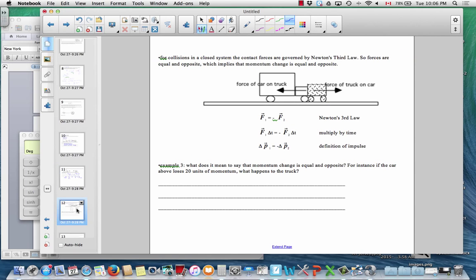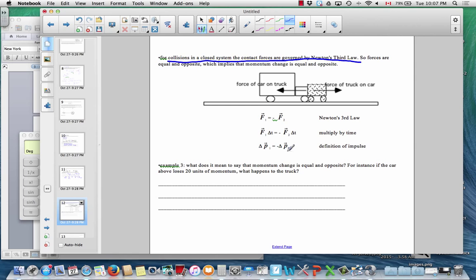So what does this have to do with momentum then? So we know that for collisions in a closed system, one that's cut off from the outside world, the two contact forces are governed by Newton's third law, so they're equal and opposite. Well, if we then take that Newton's third law and we multiply by the collision time, then force times time must be equal and opposite. But of course, force times time is the impulse. It's the change in momentum. So because the forces are equal and opposite, the momentum changes are equal and opposite.